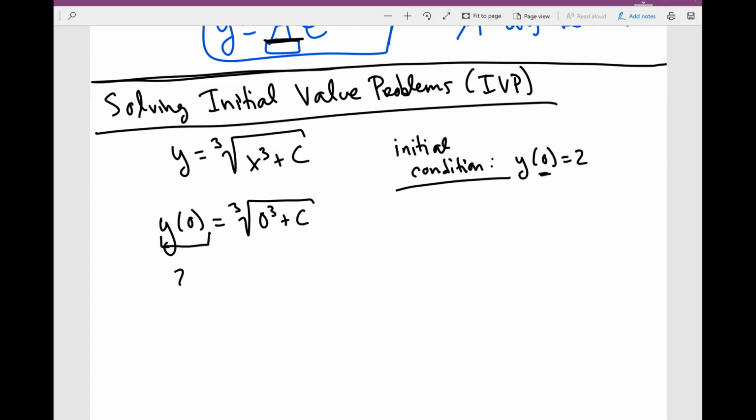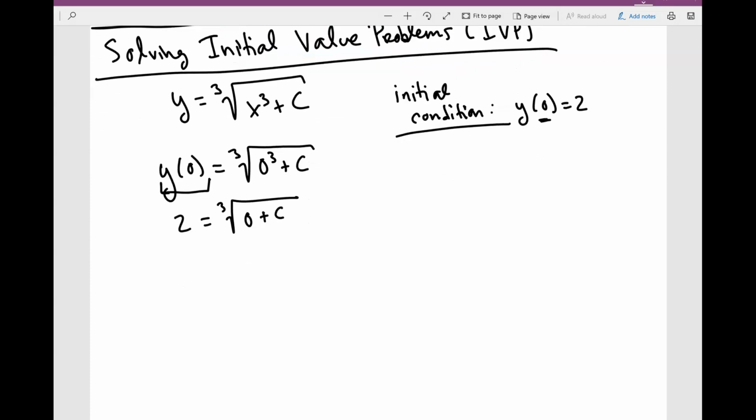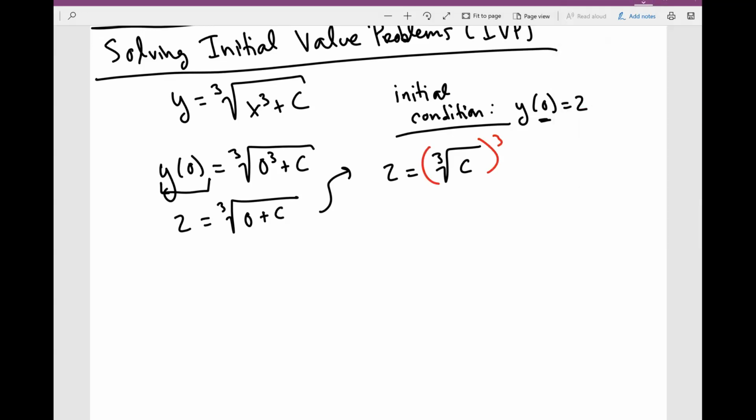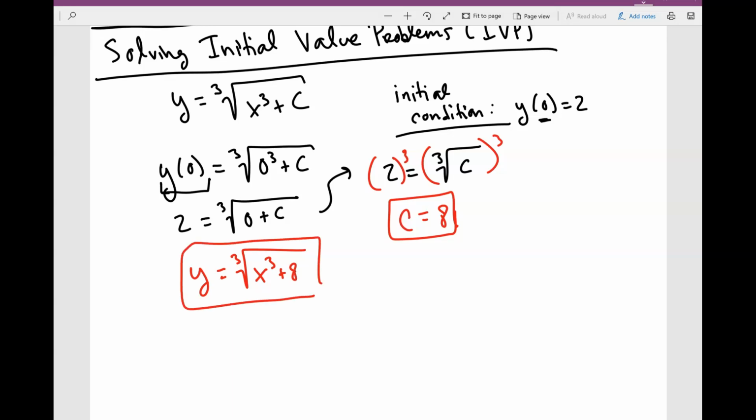Now we know what y of 0 is. y of 0 is equal to 2, which is equal to the cubed root of 0 cubed, which is 0, plus c. So we have 2 is equal to the cubed root of c. And now let's get rid of the cubed root by cubing both sides. So c is equal to 2 to the power of 3, which gives me 8. So that means that my solution is going to be y is equal to the cubed root of x cubed plus 8.